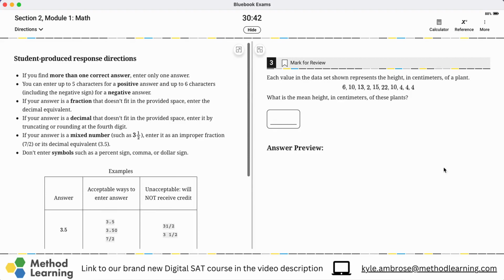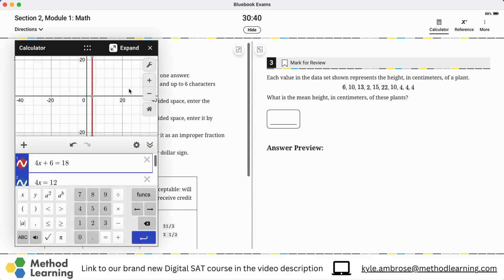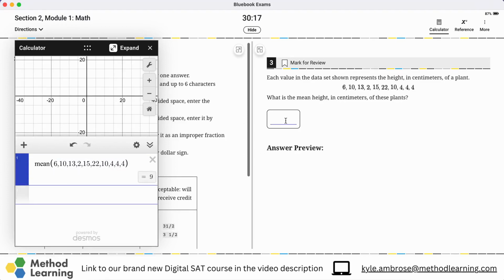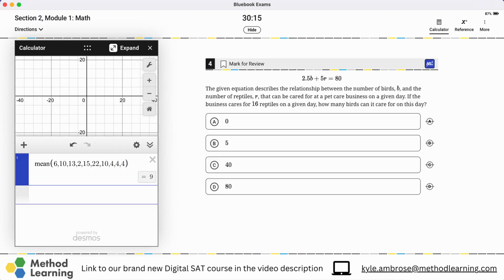The mean height, we can use Desmos for this. Go back to it and clear this out. So the mean, watch what I could do. I could say mean, and then in parentheses, I'm going to just list out these numbers: 6, 10, 13, 2, 15, 22, 10, and then 4, 4, 4, giving us an answer of 9. How easy. Next question.